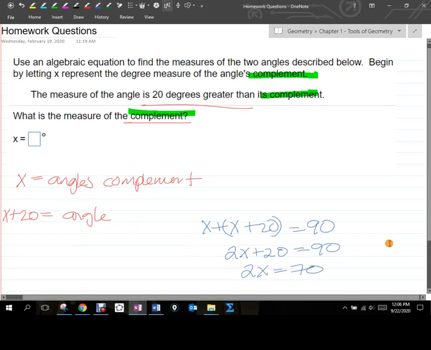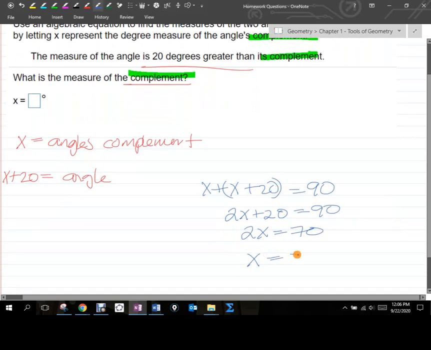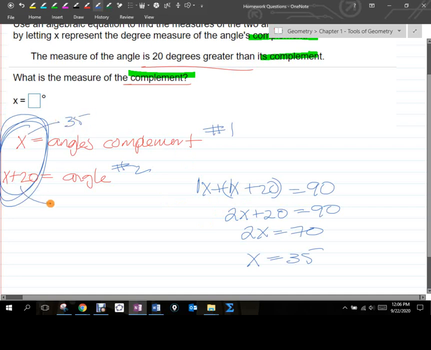2x is 70. So x then has to be 35, right? Because I'm adding these things together here. By definition, complementary angles are two angles. So here's angle number one and angle number two. By definition, complementary means those two angles should add up to give me 90 degrees. So I've got 1x plus another x, and that's going to be my 2x. So then we get 35 for x, and if I add 20 to it, I get 55, right? Those add up to 90, okay?